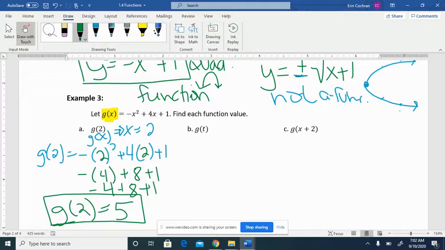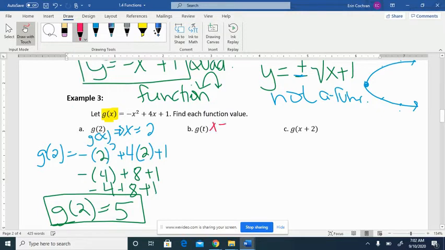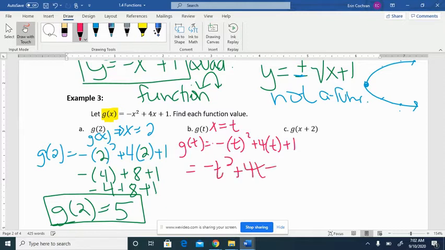Okay? Now looking at part B, now it's saying x is equal to t. So we're just replacing x with t now. Okay? So we have g of t would equal negative t squared plus 4 times t plus 1. So this one's pretty easy because it's just negative t squared plus 4t plus 1, because we can't combine like terms there. So that's evaluated when x is t.